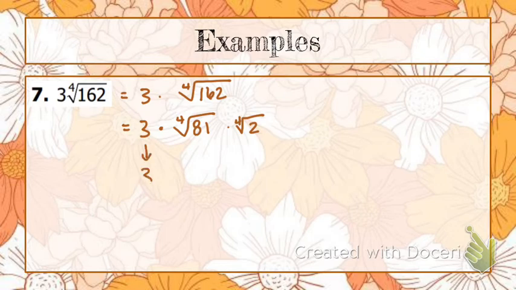So bring down the 3. The 4th root of 81 is also 3. And then the 4th root of 2 cannot be simplified any further. So when we multiply this all together, we get 9 times the 4th root of 2.